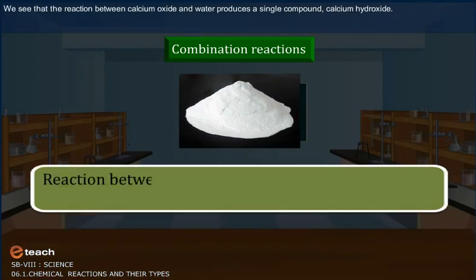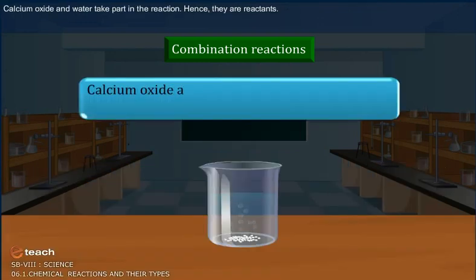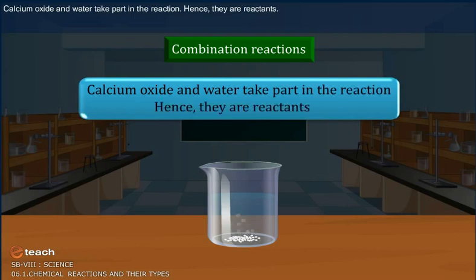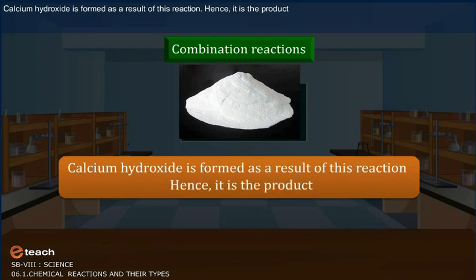We see that the reaction between calcium oxide and water produces a single compound, calcium hydroxide. Calcium oxide and water take part in this reaction. Hence, they are the reactants. Calcium hydroxide is formed as a result of this reaction. Hence, it is the product.